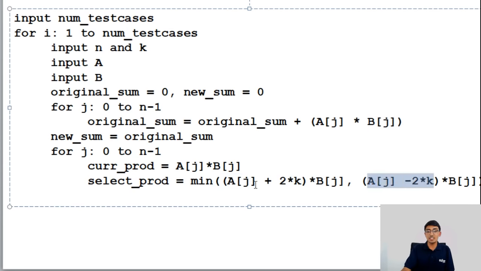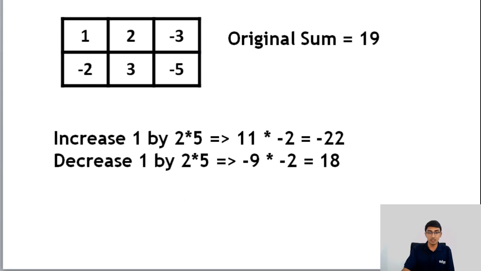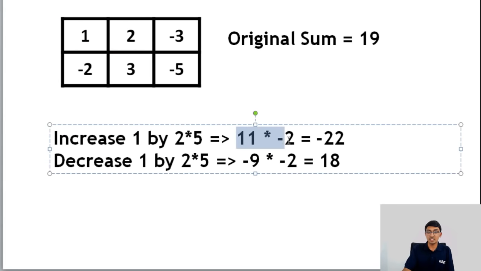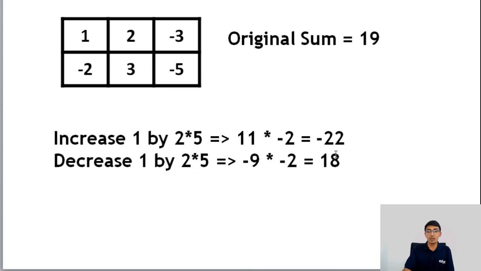So if we increase by 2k and then take the product, or decrease by 2k and then take the product, we will get two answers. We have to choose the minimum of these two answers. Again, going back to the example, we have two answers, increasing by 2k or decreasing by 2k, and we have to choose the minimum of them. Here we have chosen -22.